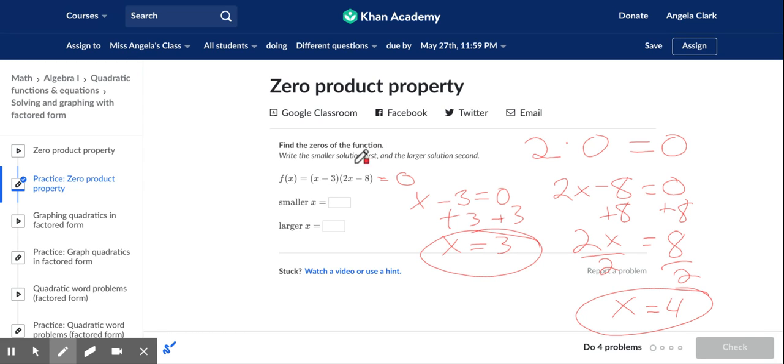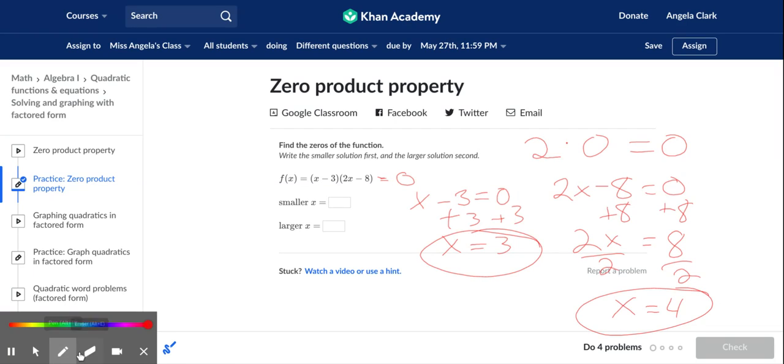So just like in the last section where we talked about solving quadratics using square roots, I always had two answers. This is still technically a quadratic because if I multiplied this out, I would have 2x squared in the front. That would be my first term. So this is still a quadratic, so I'm still going to have two answers. So these are going to be my two answers. And so I would just put the 3 here and the 4 here. And so that is how this is going to work.